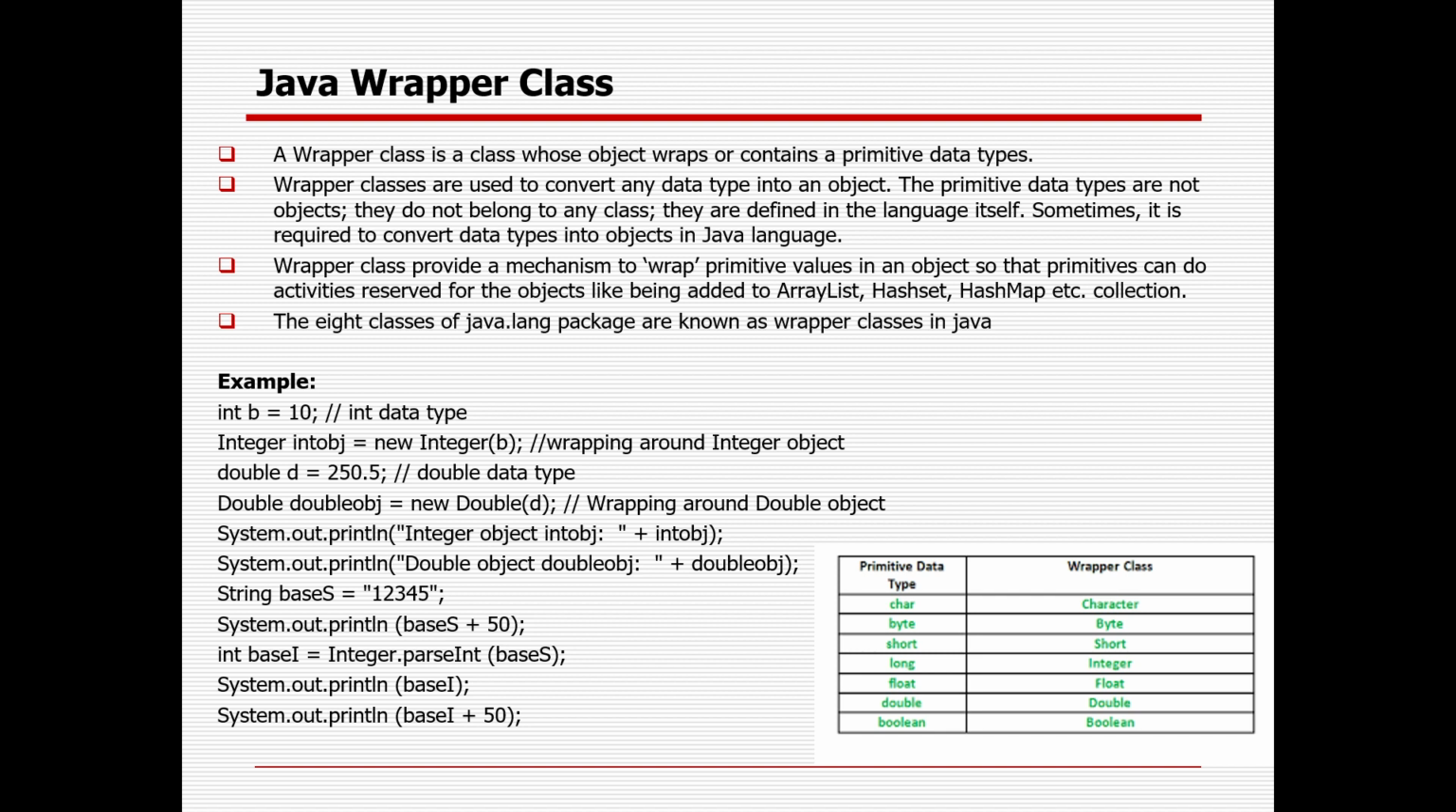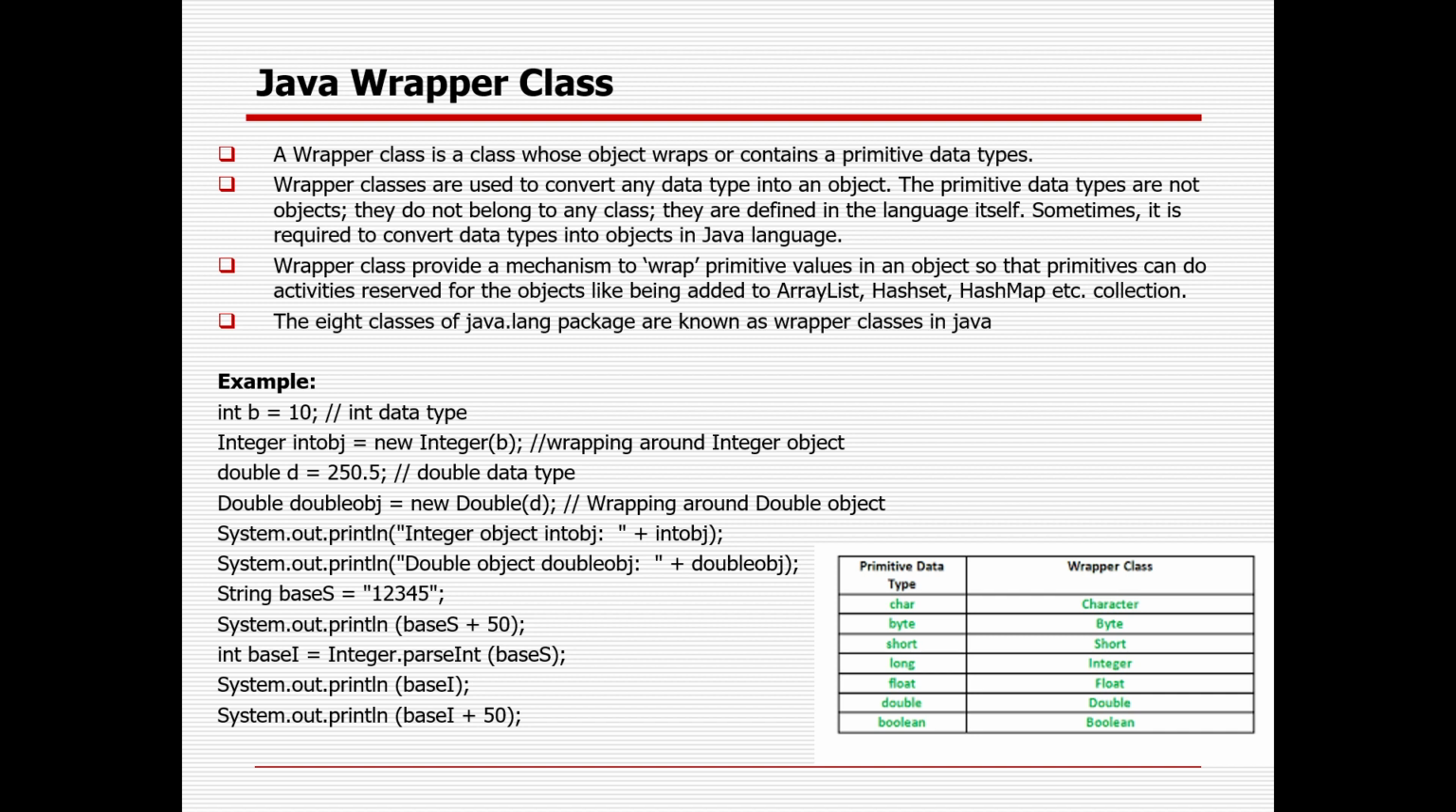A wrapper class is a class whose object wraps or contains a primitive data type. Wrapper classes are used to convert any data type into an object. The primitive data types are not objects. They do not belong to any class. They are just data types defined in the language itself. Sometimes it is required to convert a data type into an object in Java. So the wrapper class provides a mechanism to wrap a primitive data value in an object so that primitives can do activities reserved for objects, like the different collection frameworks: array list, linked list, hash set, hash map, tree set, all this stuff. You will be learning that concept.